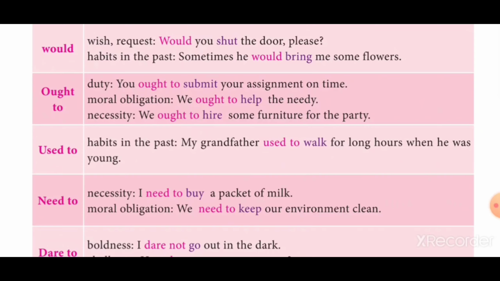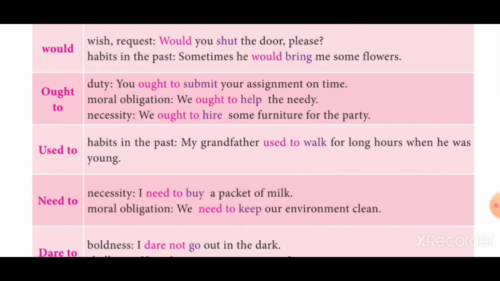And coming to the next one, ought to. It is used to express duty, moral obligation or necessity, and the examples given are, you ought to submit your assignment on time. We ought to help the needy. And we ought to hire some furniture for the party. And the next one is used to. It is used only to express habits in the past.